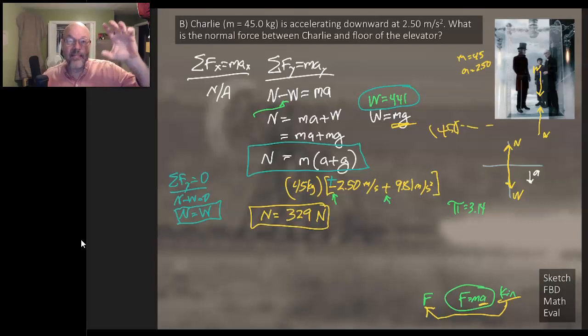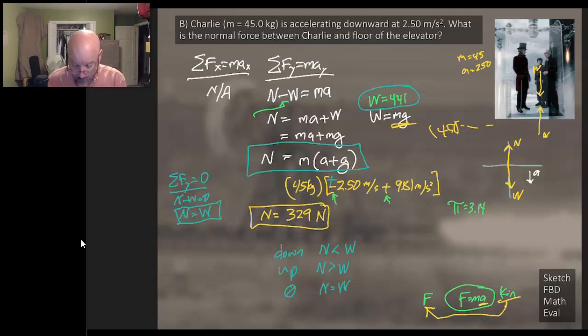So if I'm accelerating downwards, then N turns out to be less than the weight. If I were accelerating upwards, then N is going to be greater than the weight. If I'm not accelerating at all, if it's 0, then they are equal. And you can get all that from this beautiful little algebraic relationship that we've got right there.